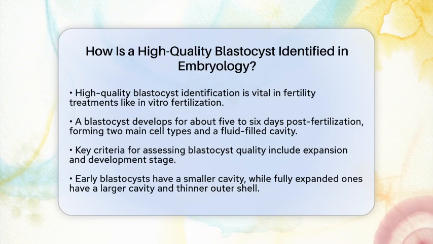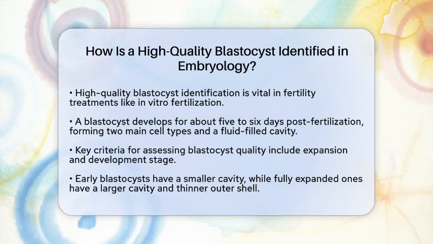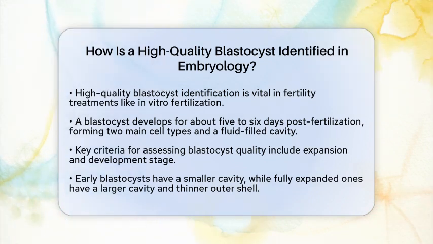A blastocyst is an embryo that has developed for about 5 to 6 days after fertilization. At this stage, it has formed two main types of cells and a fluid-filled cavity. To identify a high-quality blastocyst, several key criteria are assessed.